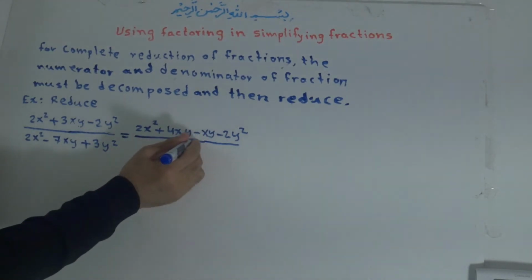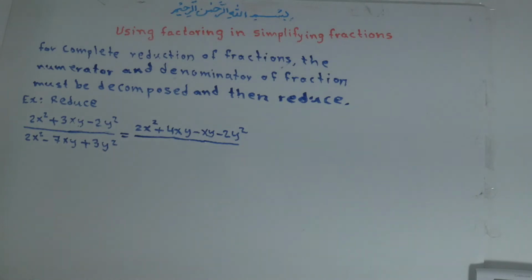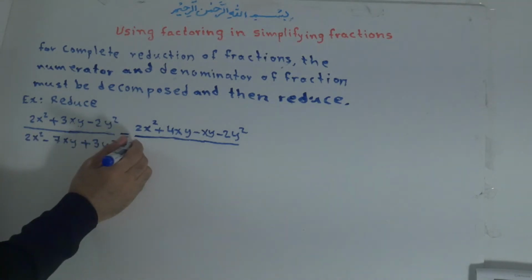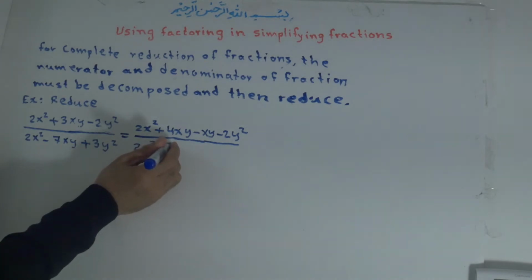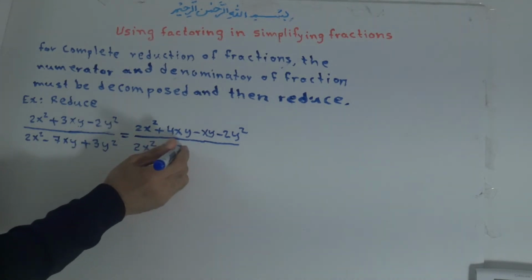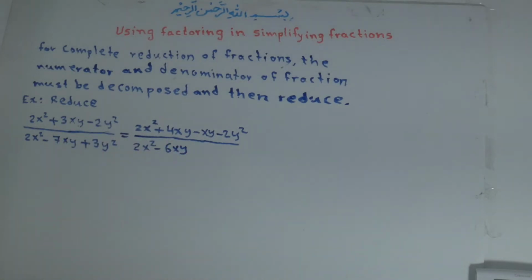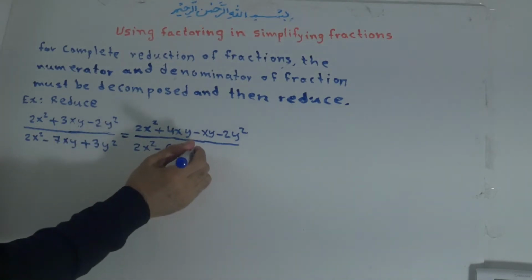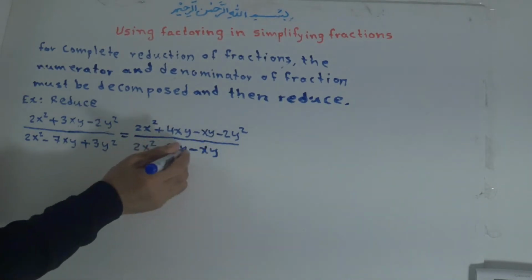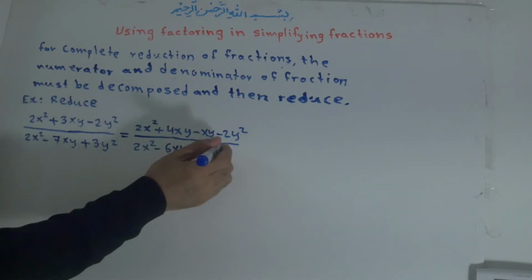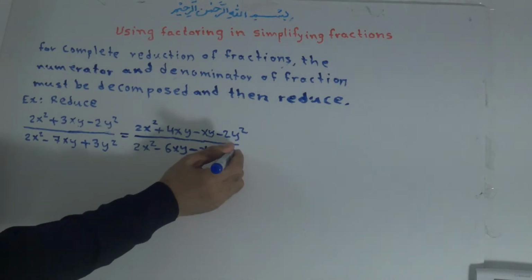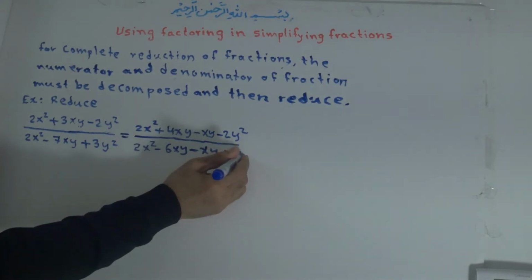And for the denominator, what do we do? We write 2x to the power of 2 minus 6xy, because there is 7xy, we should write one here, minus xy or 1xy. 1 and 6 becomes 7, and 4 minus 1 becomes 3 here, and plus 3y to the power of 2.